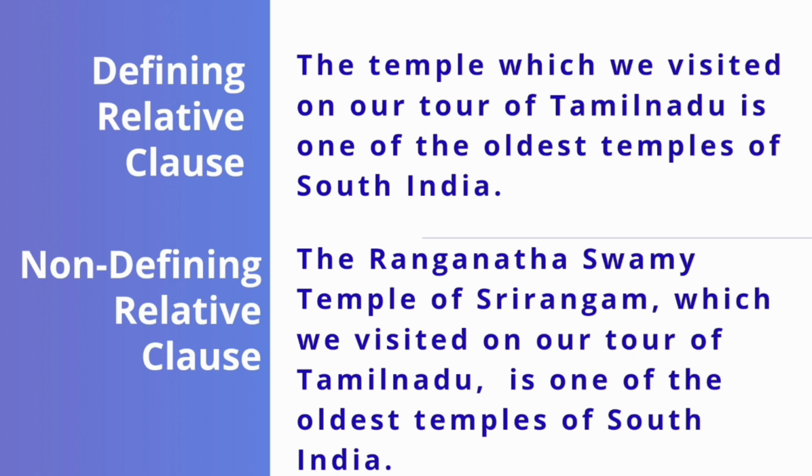In this sentence, we use a non-defining relative clause, which we visited on our tour of Tamil Nadu. This is non-defining because it is not making it clear which temple I am talking about. The fact that I gave the name of the temple is enough for the listener to understand which temple I am speaking about.